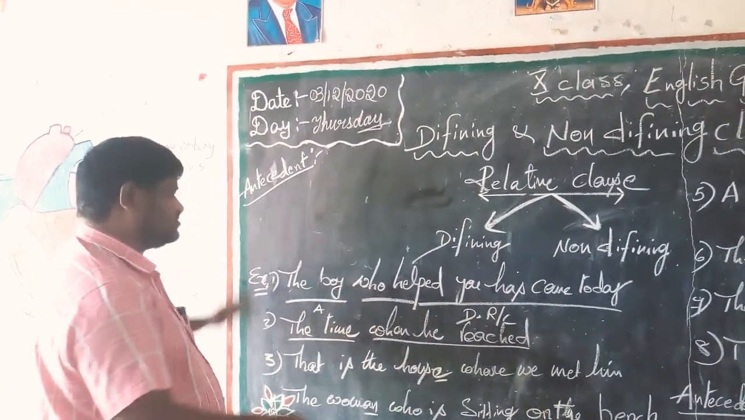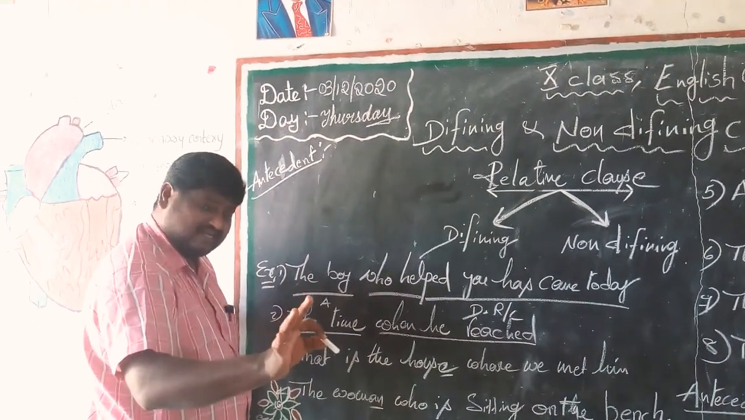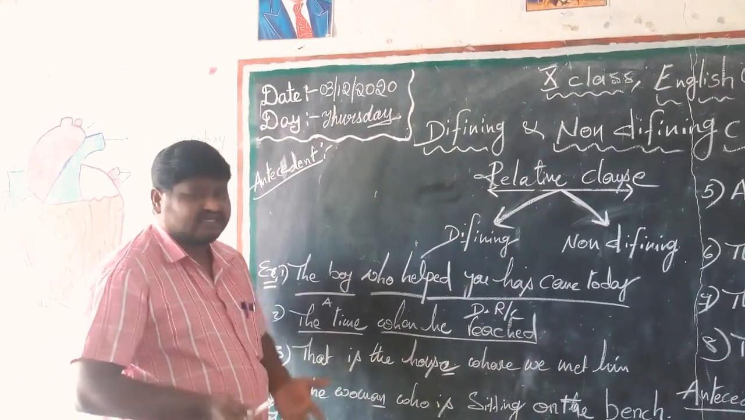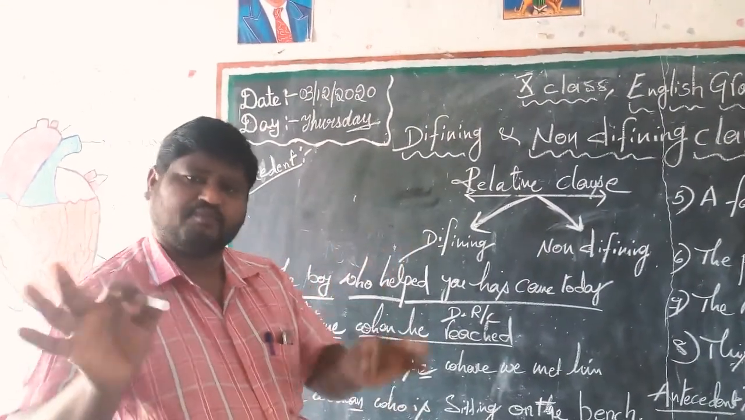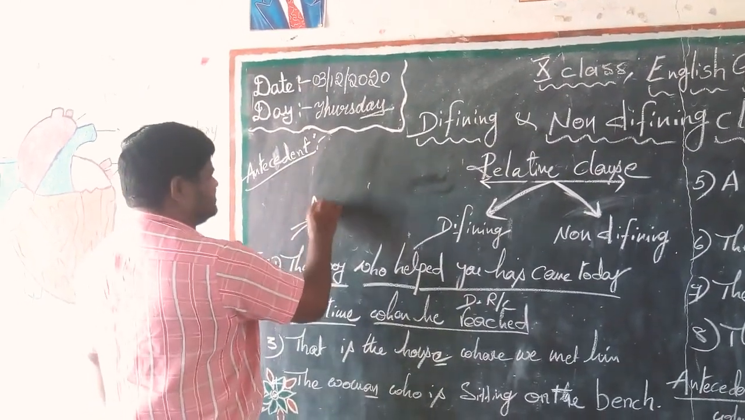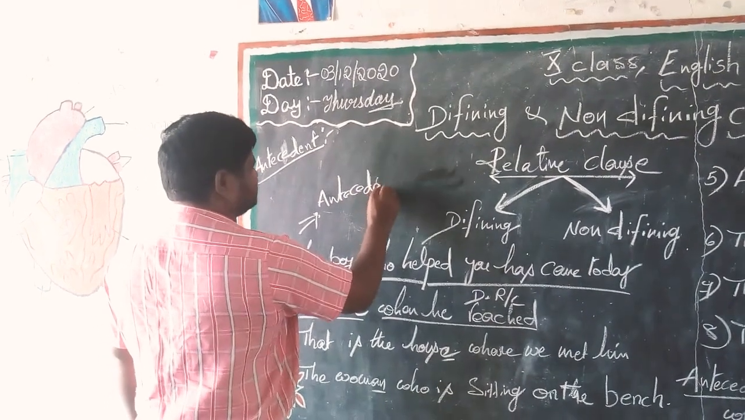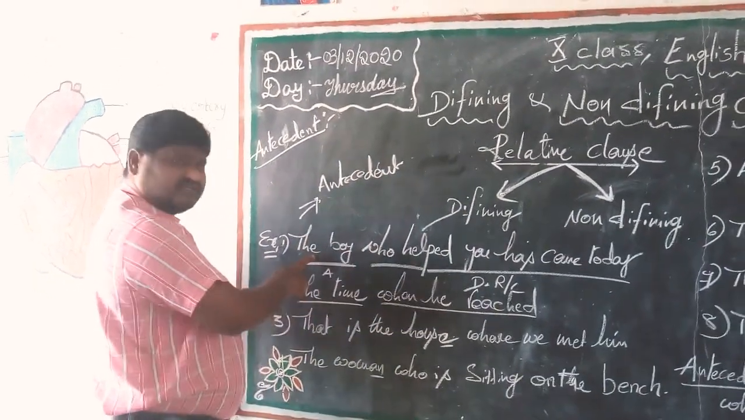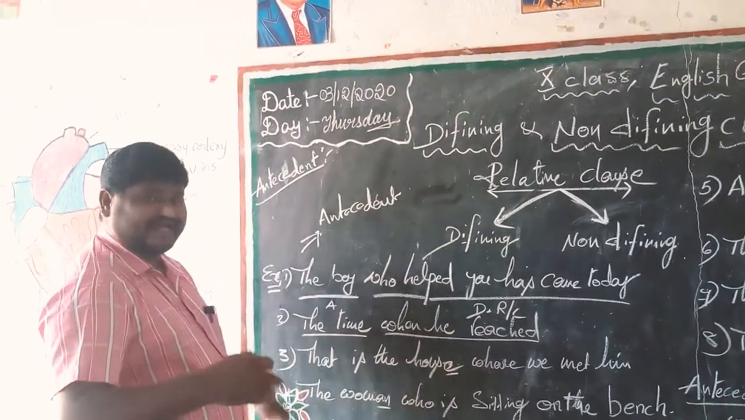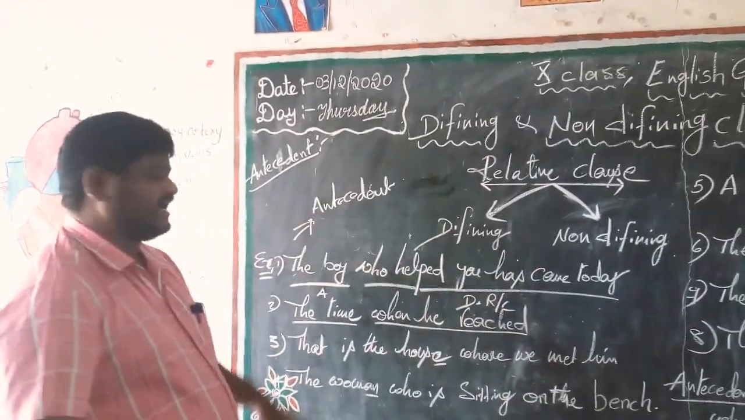In this sentence, we have no particular identification: the boy. Who is the boy? We don't know. Somebody else. Only the boy. The boy, we are calling the antecedent. Why? Because here the boy means we don't know exactly who, somebody else. That's why we are calling it the antecedent.